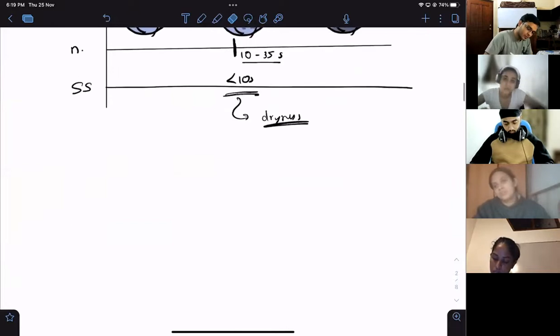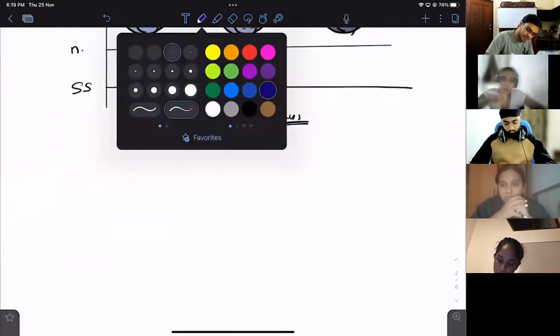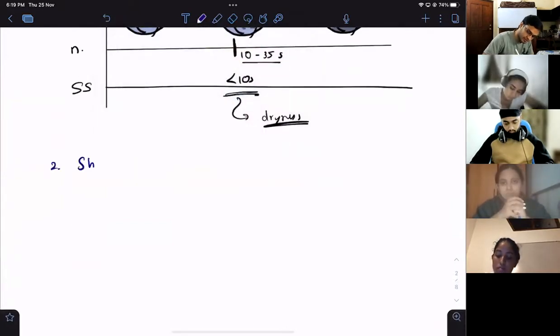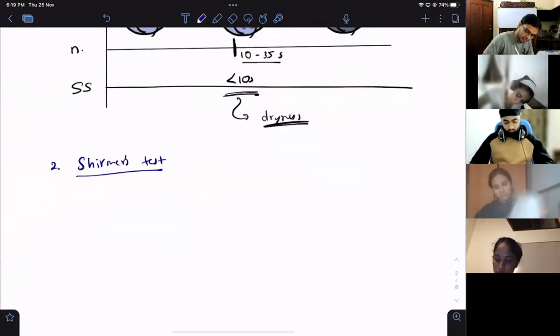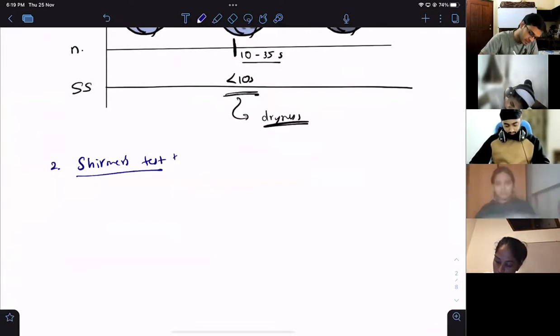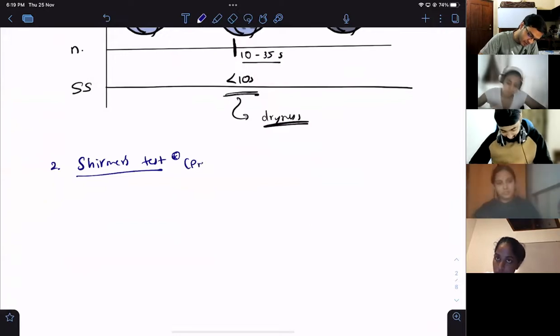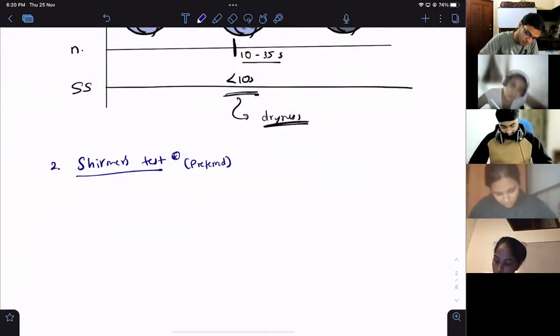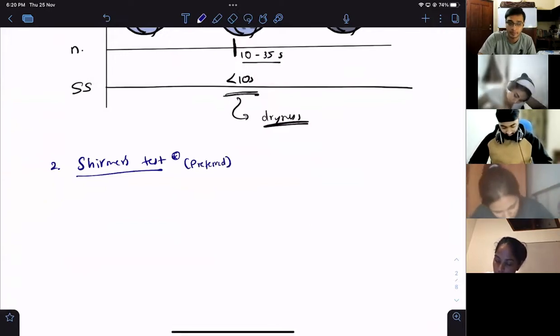The second one we do is the Schirmer's test. What is the Schirmer's test? This one, guys, you all can write, this is the currently preferred one. Most labs, most hospitals, this is the one we currently practice. And even when you all go to the clinic, most of the time you will use this one, Schirmer's test, right?